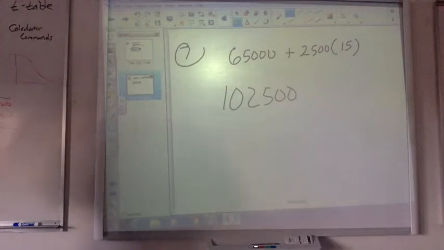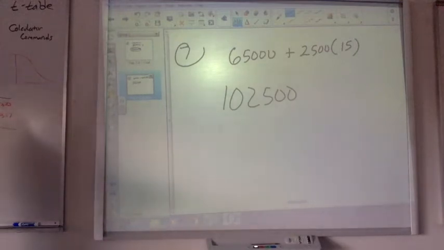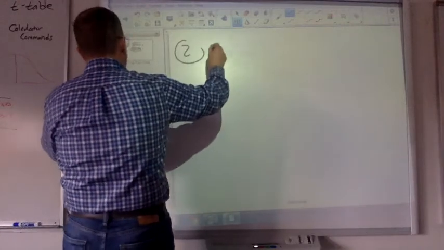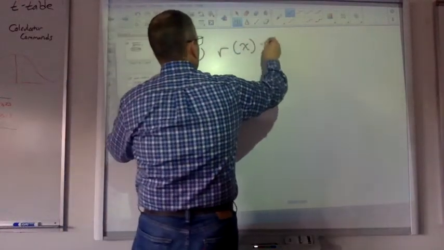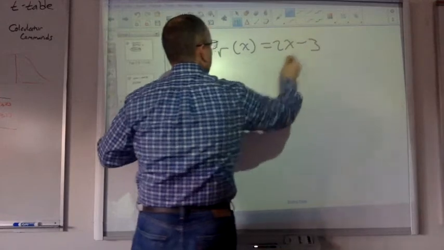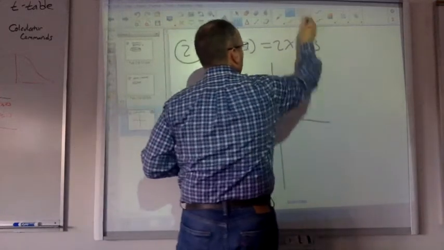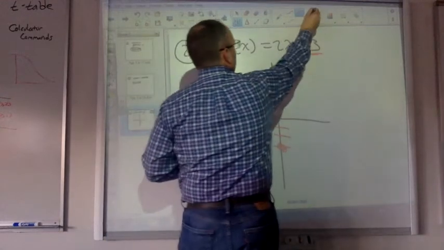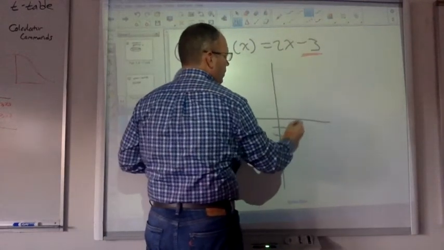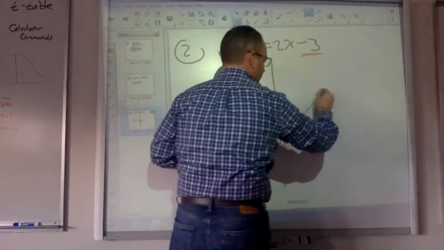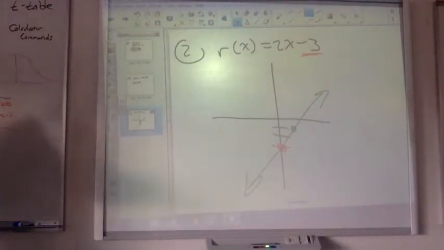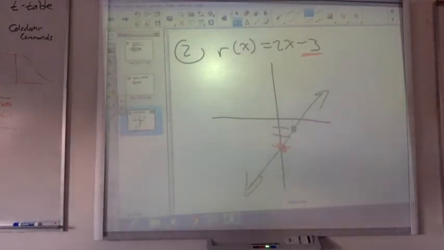You had one you want to see? 2? Yeah. All right, problem number 2. It's linear, isn't it? They have r of x equal to 2x minus 3. Okay, so my y-intercept is going to be that. And then I'm going to go up 2, right 1. Done. Yeah, all right, go ahead. 3.